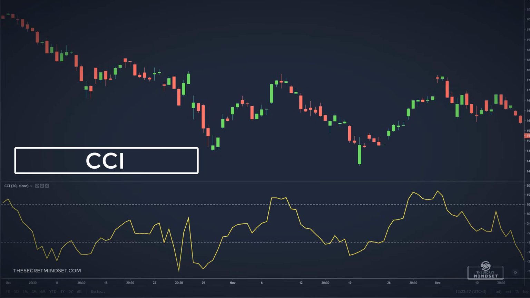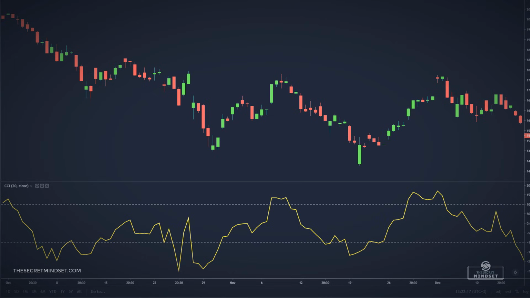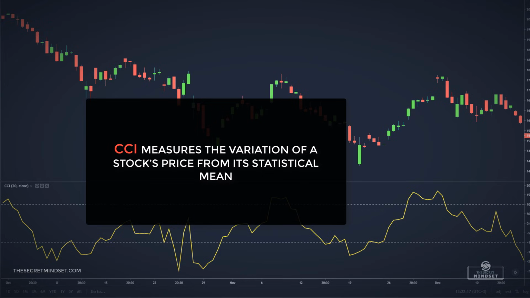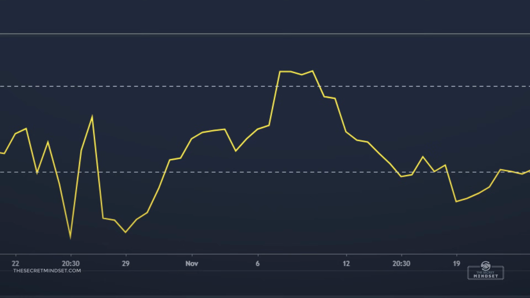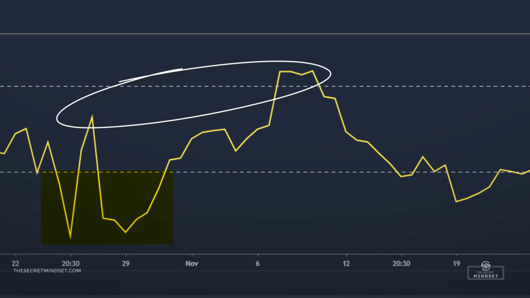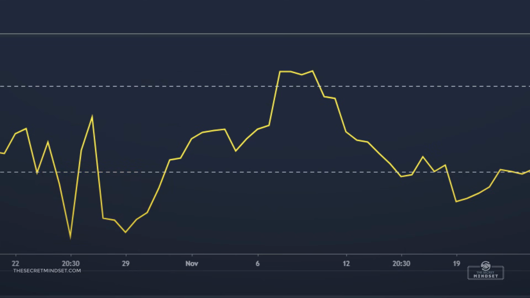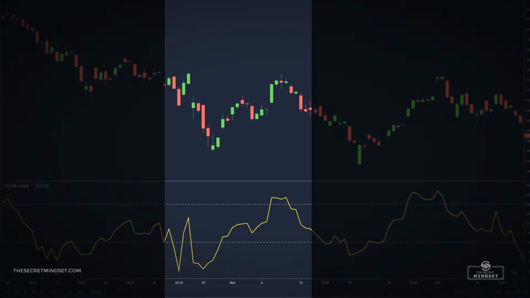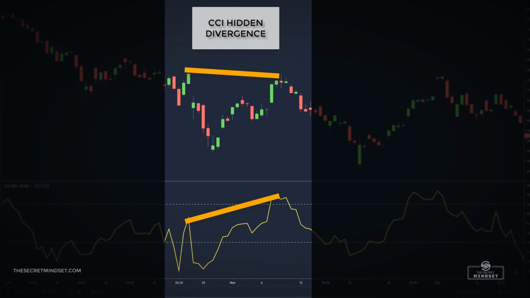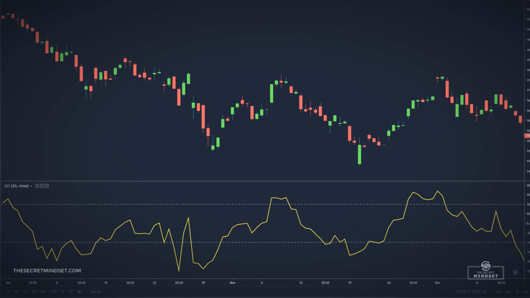Another great indicator for divergence trading is the CCI. The Commodity Channel Index is an oscillator used in technical analysis in order to measure the variation of a stock's price from its statistical mean. There are two main methods used by traders to interpret the Commodity Channel Index: looking for divergences and as an overbought or oversold indicator. Let's analyze this Amazon chart. In this area, we have a regular divergence, and here is a hidden divergence. If you want to learn more about the CCI, go watch an in-depth video about this indicator here.